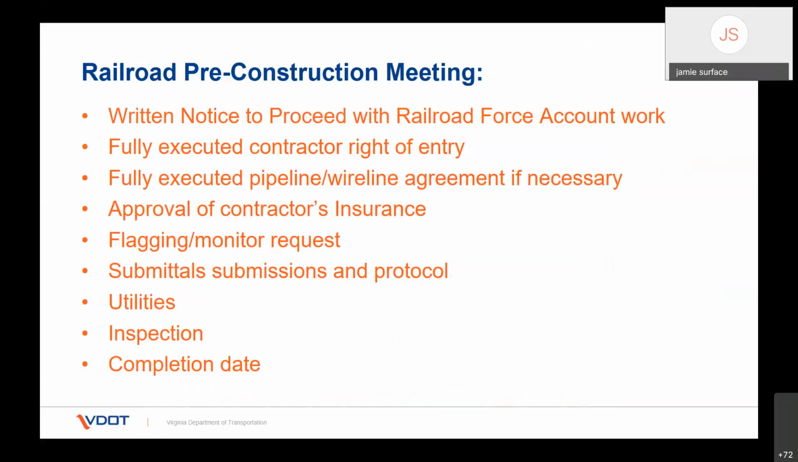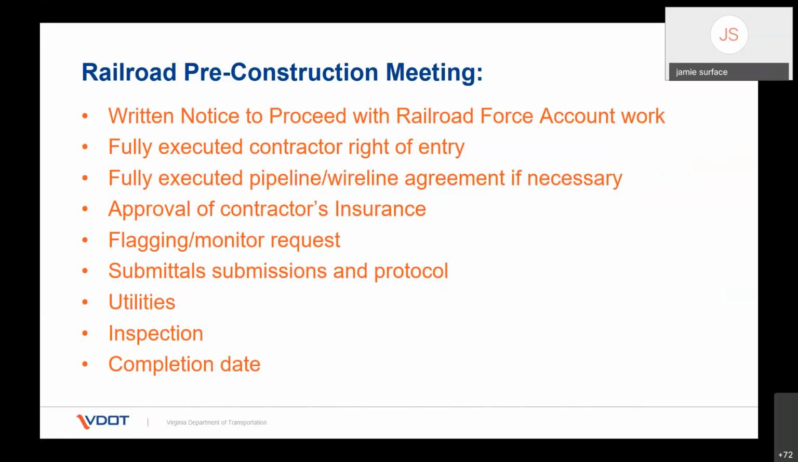So this kind of gives you an idea. These are the things that have to happen either before or directly after the pre-construction meeting. The project sponsor has to give written notice to the railroad to proceed with the construction force account. We've got to have a fully executed contractor right of entry. I mentioned that goes into the advertisement blank. If there's a pipe or wire crossing, that fully executed pipe and wire agreement has to be taken care of prior to the pre-construction.